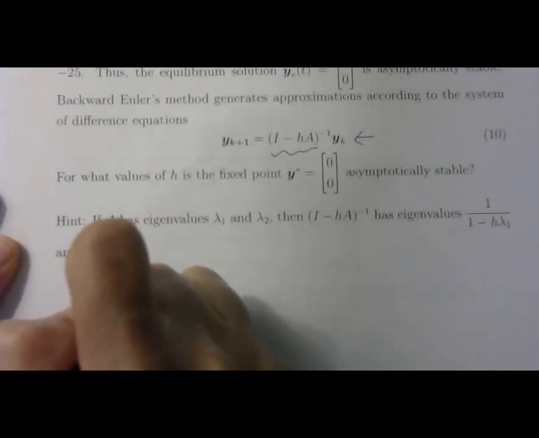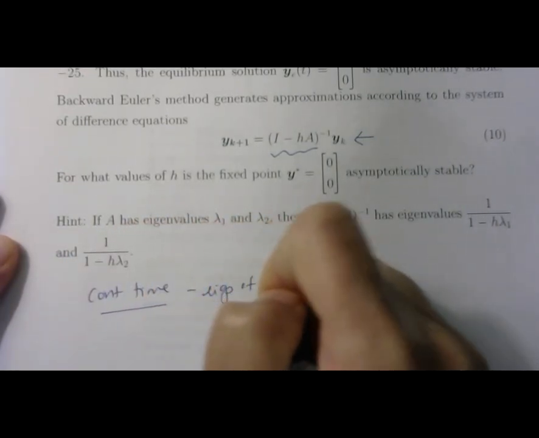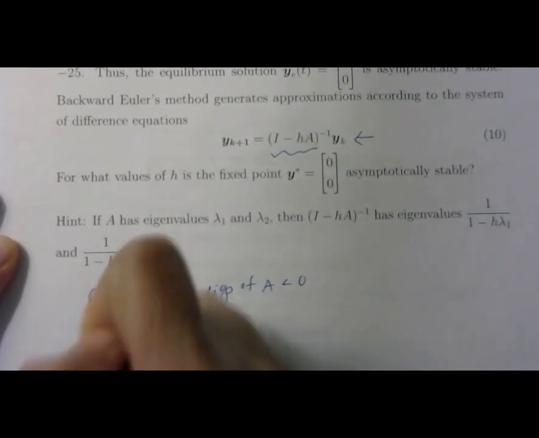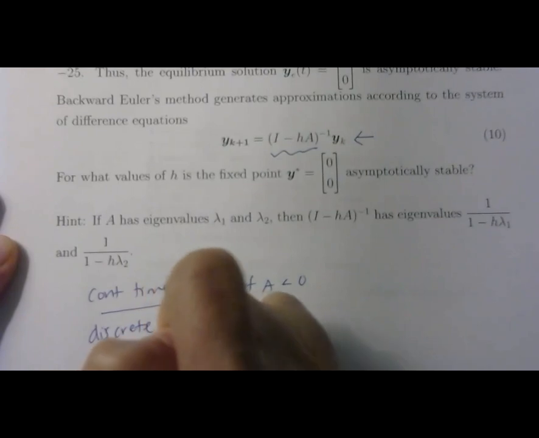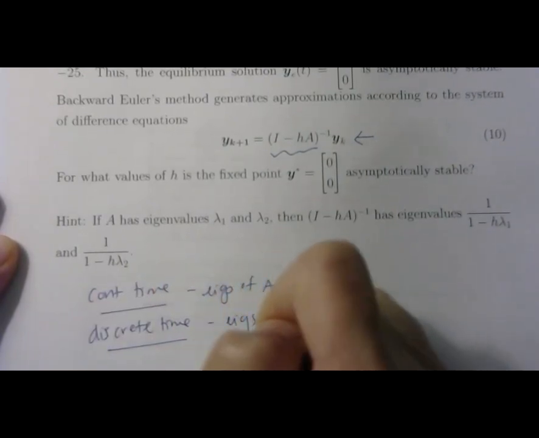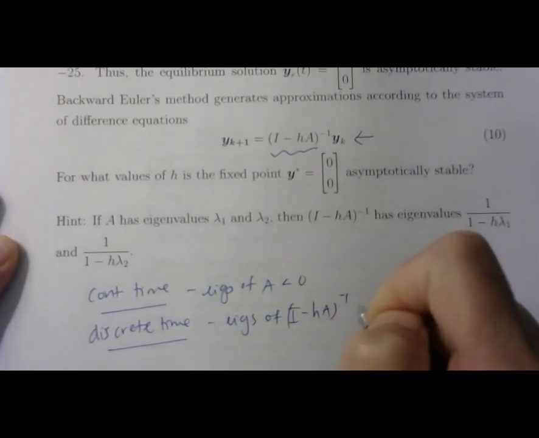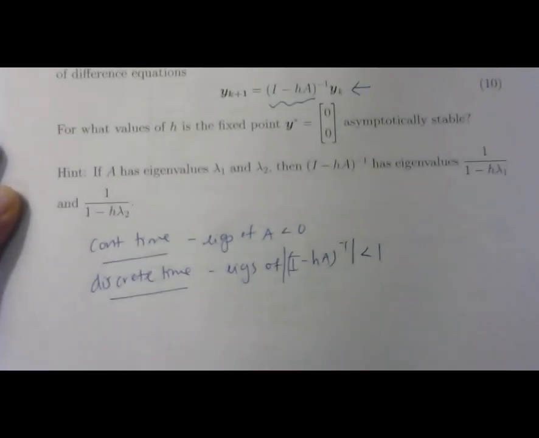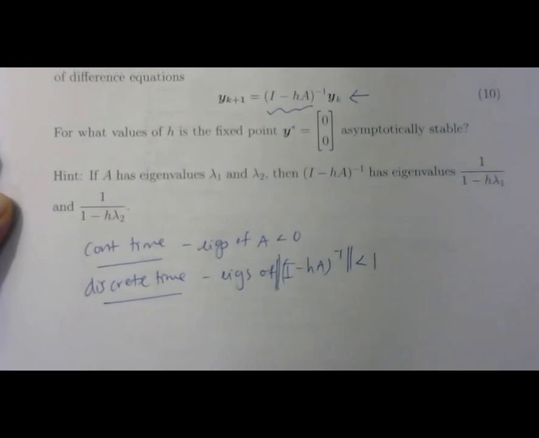So continuous time, I need the eigs of A less than 0, and in discrete time, I need the eigs of (I minus HA) inverse to have norm less than 1. Okay? Because they could be, well, I guess they're just numbers. Okay, so let's just check that.